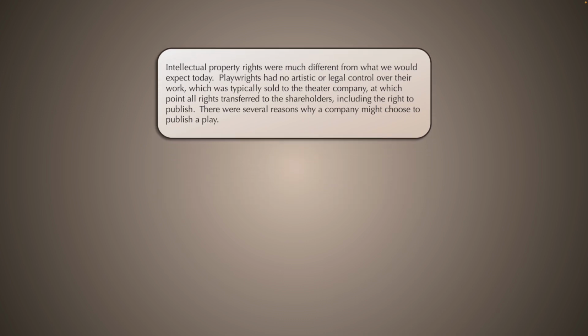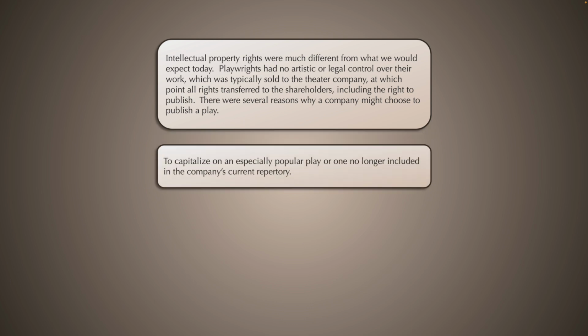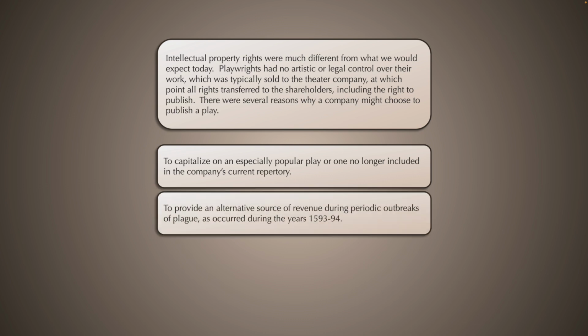And there were several reasons why a company might do this. One, to capitalize on an especially popular play, or to capitalize on one that was once popular but was no longer included in the company's most current repertory. Another likely scenario is that publishing plays provided an alternative source of revenue during theater closures, during the outbreaks of plague, such as the outbreaks that occurred in the years 1593-94, which is when Shakespeare published his two major long poems and Titus Andronicus.